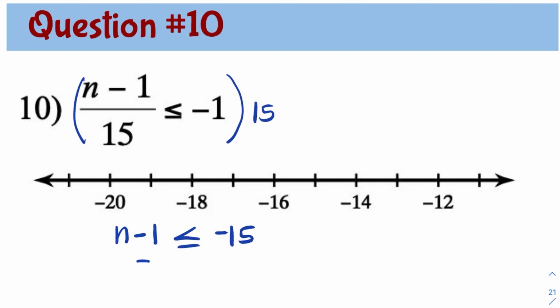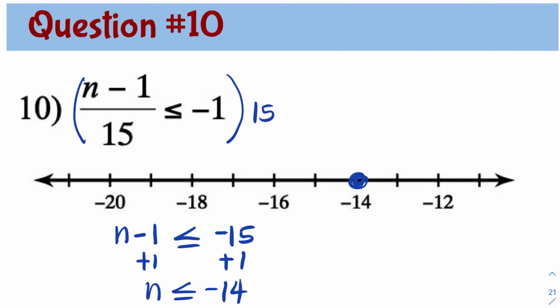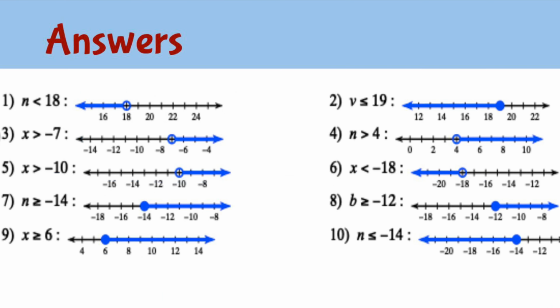Now we will add 1 to both sides of the inequality. So now we have n is less than or equal to negative 14. So negative 14 is part of the solution, so it is a solid circle. It is less than or equal to. This means that the arrow is going to the left. So that's the graph of n is less than or equal to negative 14.